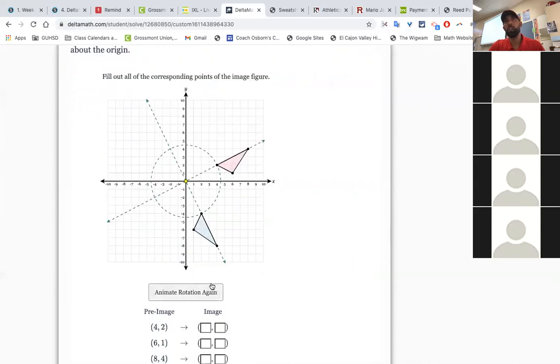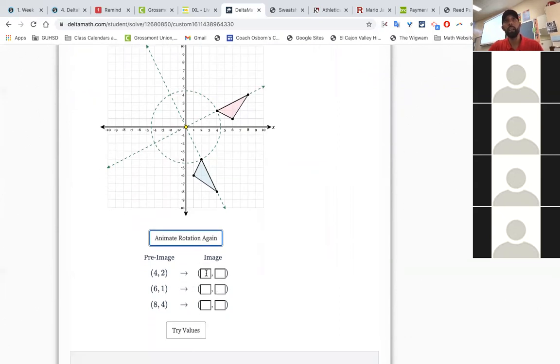Okay, and then you can click the animation, you kind of see it go, just to make sure that you feel like you did it right. And now what you've got to do is draw the new points. Okay, so first I started off with 4, 2. And that point right there, as I watch it go around the circle, became 2, -4. So now 2, -4. The point that's at 6, 1, right here, rotated around and now became this point at 1, -6.